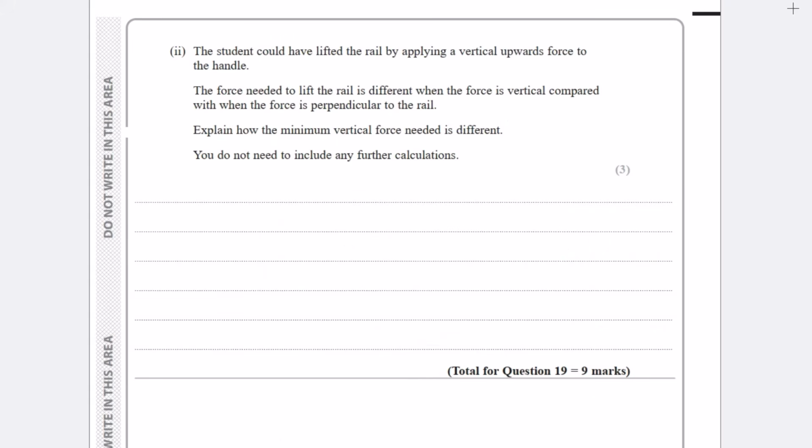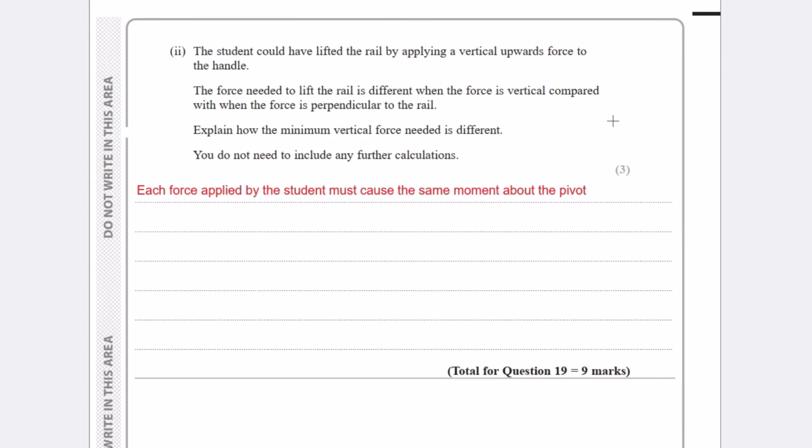For the next part of the question, it says the student could have lifted the rail by applying a vertical upward force to the handle. Okay. The force needed to lift the rail is different when the force is vertical compared to when the force is perpendicular. You always want the perpendicular force, right? Because when it's perpendicular, there is no component. But when it is not perpendicular, only a component of that force provides the moment, right? So let's see the marking points.